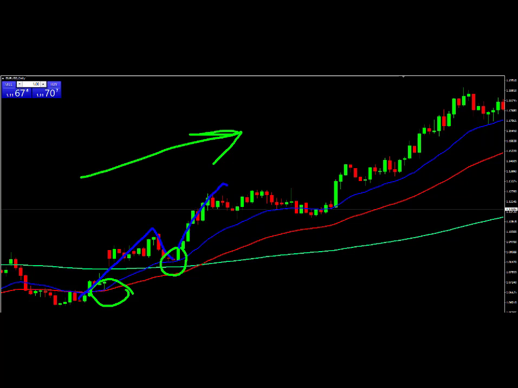We get a higher high, higher low, higher high, higher low, higher high, higher low. So of course, when price is above all three moving averages, we're just waiting to buy the dip. We wait for the push phase, the pull phase, and then we look to buy with confidence because we've identified a clear trending market.